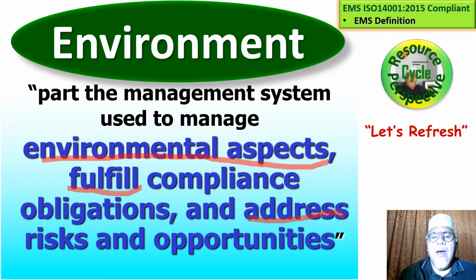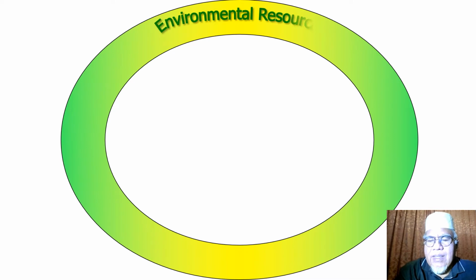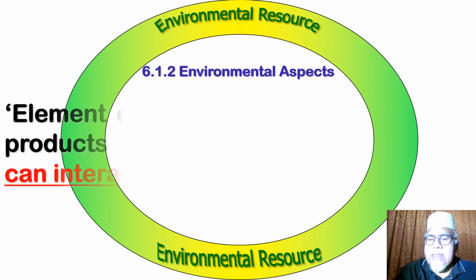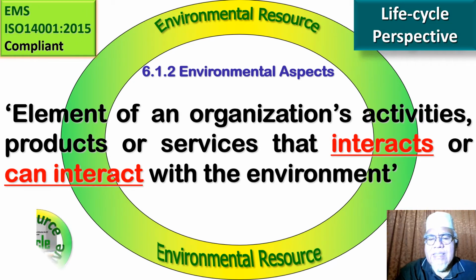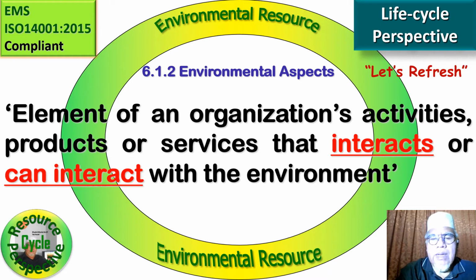Now, what are environmental aspects? This is the definition again. Remember, the word is anything that interacts. It's a noun. It's not an activity, it's not a process, it is a thing, a substance, a physical matter. It could be gas, solid, or liquid. It could be a product, it could be raw materials. Any matter that interacts or can interact with the environment is an environmental aspect.